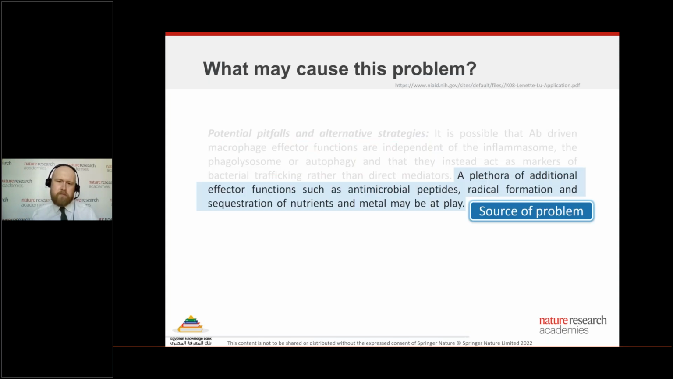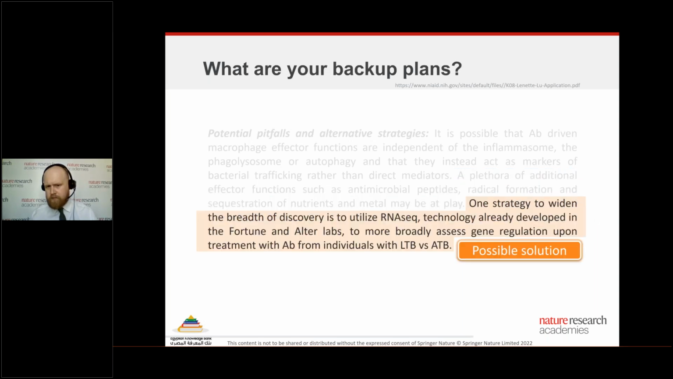What's the source of the problem? A plethora of additional effector functions, such as antimicrobial peptides, radical formation, and sequestration of nutrients and metal, may be at play. Okay. What's going to be the solution to the potential pitfall? One strategy to widen the breadth of discovery is to utilize RNA sequencing technology already developed in the Fortune and Alta labs to more broadly assess gene regulation upon the treatment with AB from individuals with LTB versus ATB.